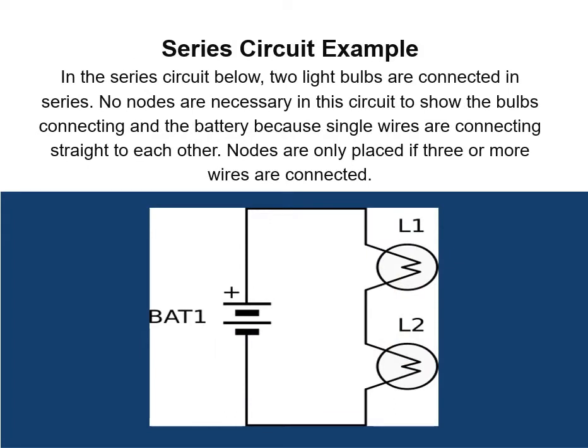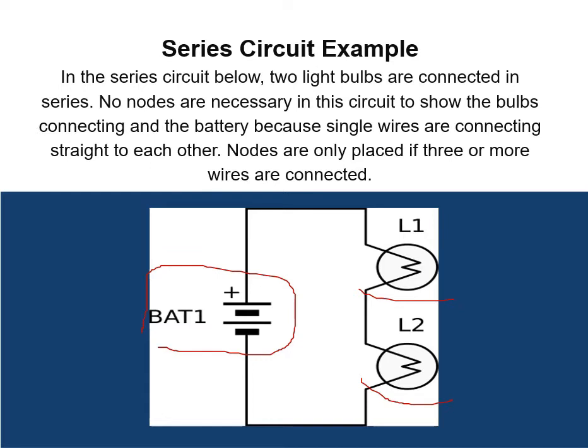For our series circuit example, two light bulbs are connected in series. Again, we have BAT 1, one battery, lamp 1, and lamp 2. No nodes are necessary in this circuit to show the bulbs connecting and the battery, because single wires are connecting straight to each other. Nodes are only placed if 3 or more wires are connected. We have only one wire here.